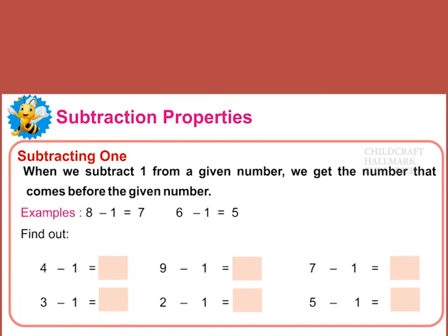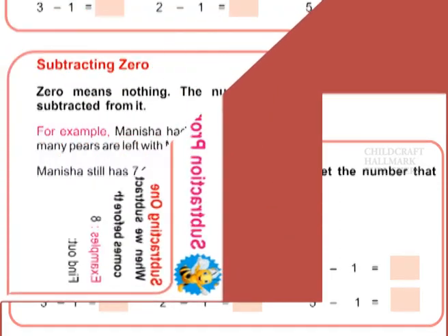Subtraction properties. Subtracting 1. When we subtract 1 from a given number, we get the number that comes before the given number. Examples: 8 minus 1 is equal to 7. 6 minus 1 is equal to 5.